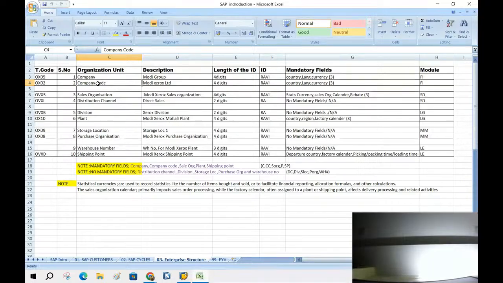Now, what does Modi Xerox do? They sell a Xerox machine. How do they sell? They have a head of the sales department. What you call outside the head of the sales department, in SAP it is called sales organization. So we can say Modi Xerox sales organization. Now outside world, what we call mode of sale, how do I sell the product, how the product reaches the customer, that is called in SAP the distribution channel.